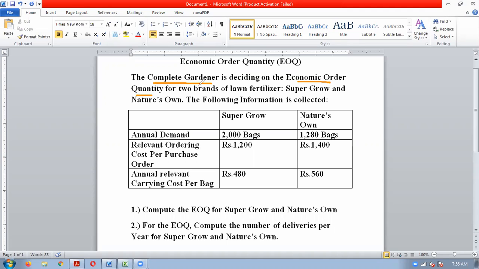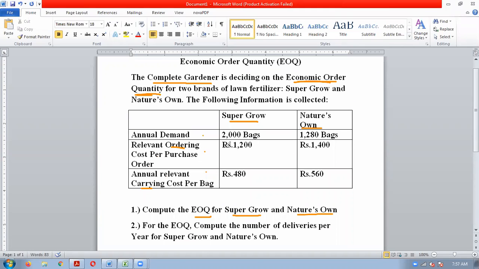This company, Complete Gardener, has two products: Super Grow and Nature's Own. So they want to find out how much order they should place. Every time they order, what is the optimum order size? That is the economic order quantity, at which their ordering cost as well as the carrying cost should be minimum. Details are given: annual demand, ordering cost, and carrying cost. So how can we calculate the EOQ? By using the formula, we can calculate the EOQ separately for Super Grow and Nature's Own.